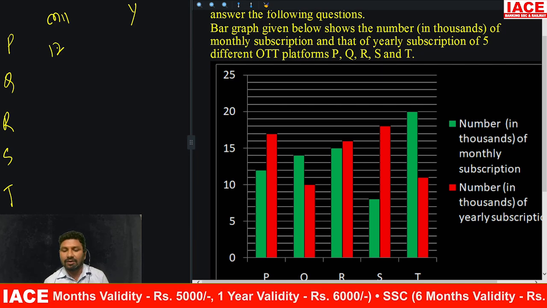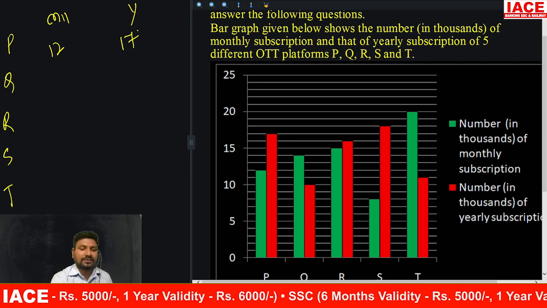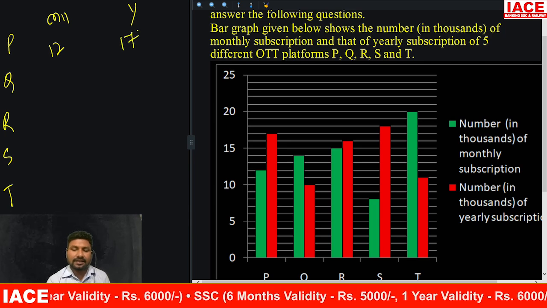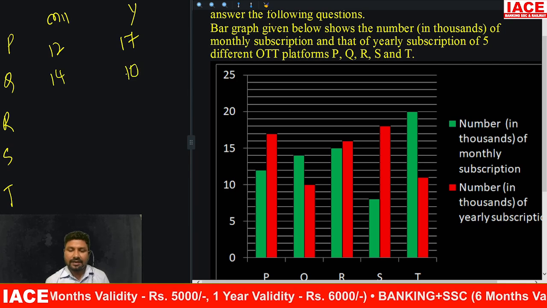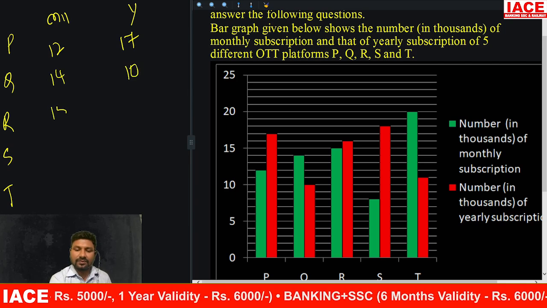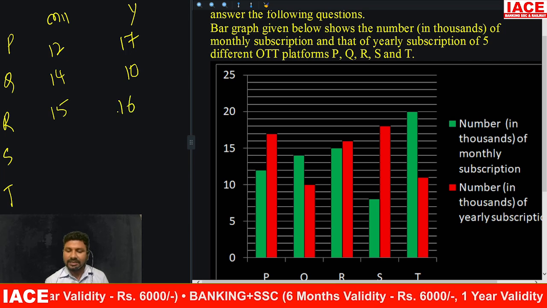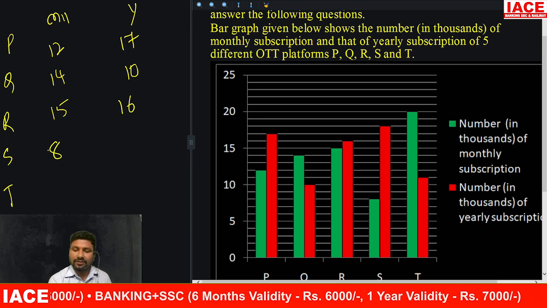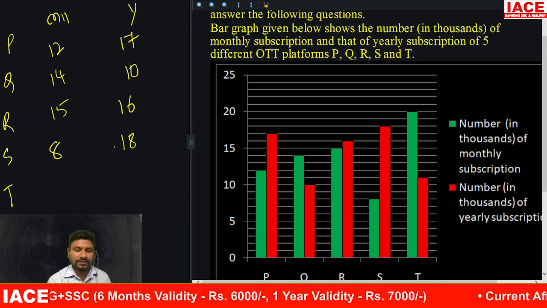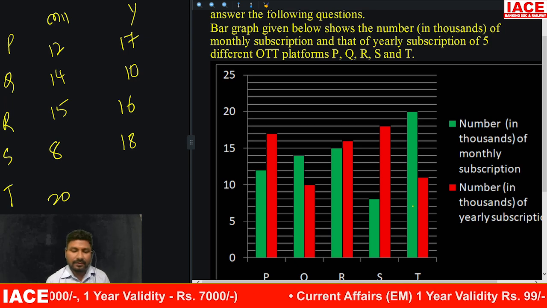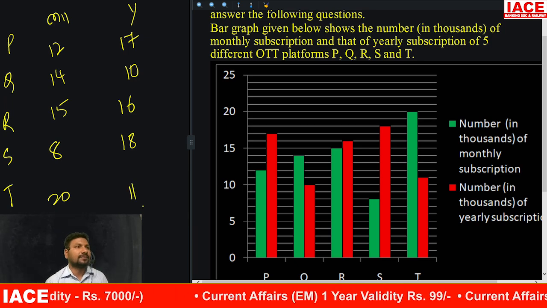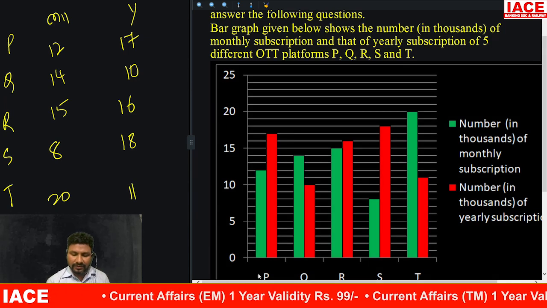And yearly is how much? 17,000. And next Q, it is 14,000. Next 10,000. Next R, 15,000, 16,000. Next S, 8,000, 18,000. And T, 20,000. Next 11,000. Okay, these are all in 1,000. Just remember it. Okay. So now we'll go for the questions.